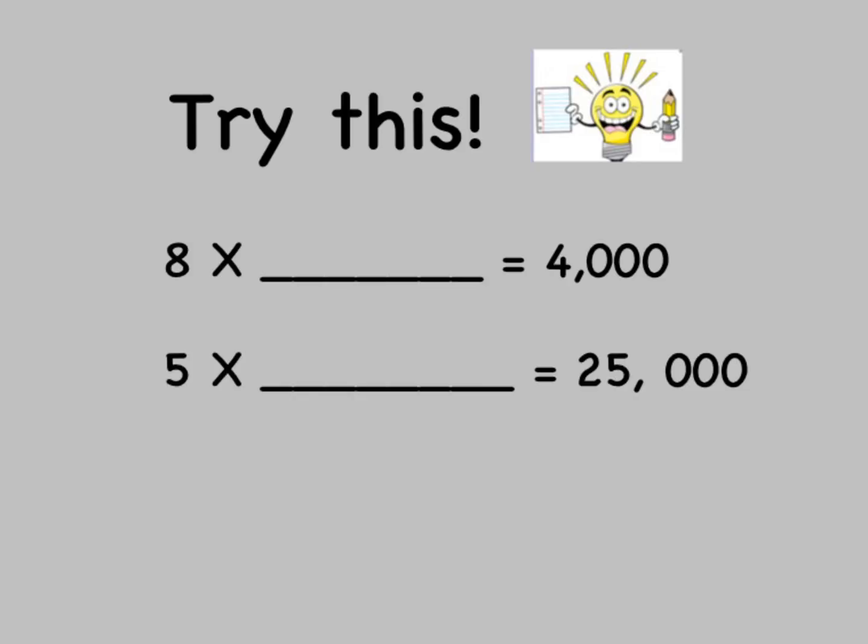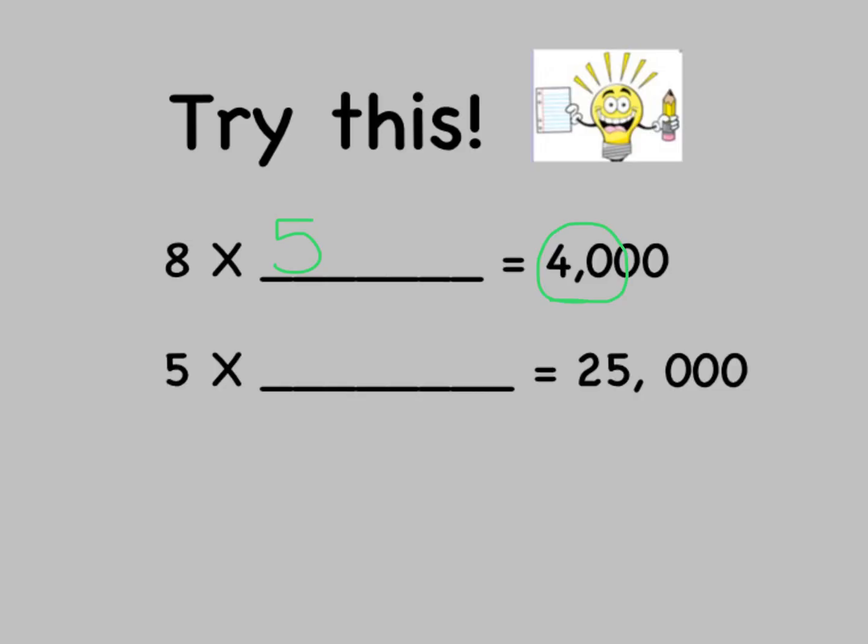I know that my product must be 40. 8 times something gives me 40. Knowing my basic facts, I know that that something is 5. 8 times 5 does give me 40.